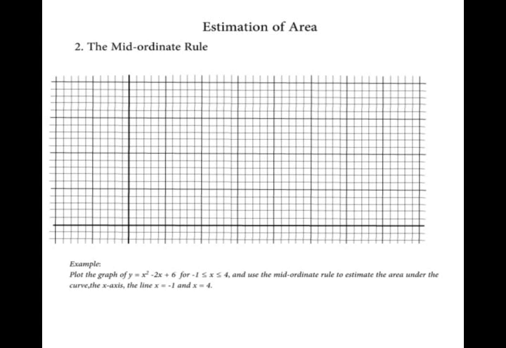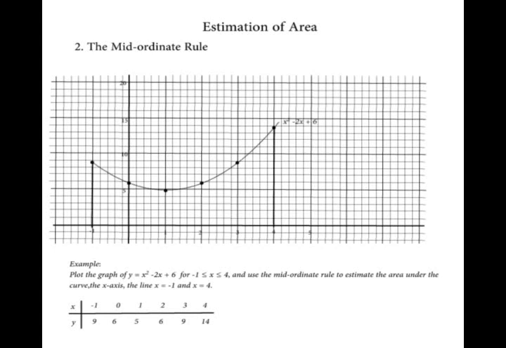Final example. Plot the graph of y is equal to x squared minus 2x plus 6 for the range of x from minus 1 to 4, and use the mid-ordinate rule to estimate the area under the curve, the x-axis, the line x is equal to -1 and x is equal to 4. First things first, to plot the graph we need a table of values. We have the values of x and we substitute them in the equation to get the corresponding values of y. We shall have 9, 6, 5, 6, 9, and 14. We plot the graph.